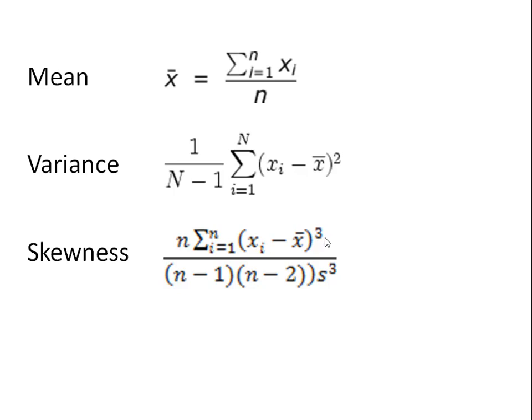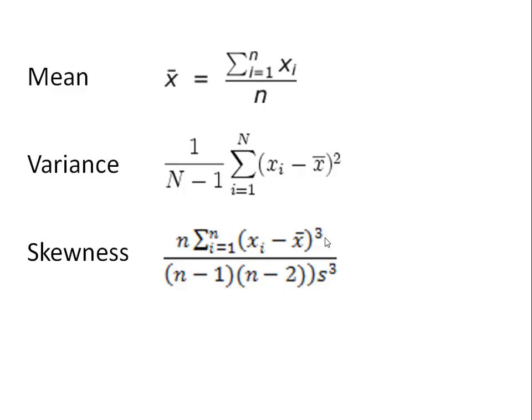And one of the big advantages to cubing a deviation is that the result could end up being negative or positive. The variance can only be positive because we're squaring those deviations. But here we're cubing them, so we could end up with a negative number or we could end up with a positive number. And that's exactly what we're looking for. Is the data set skewed to the left or to the right? Is it to the minus side or to the plus side?